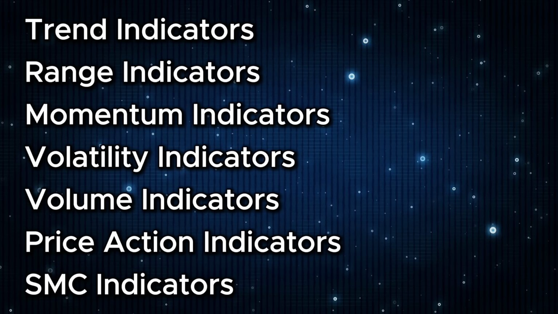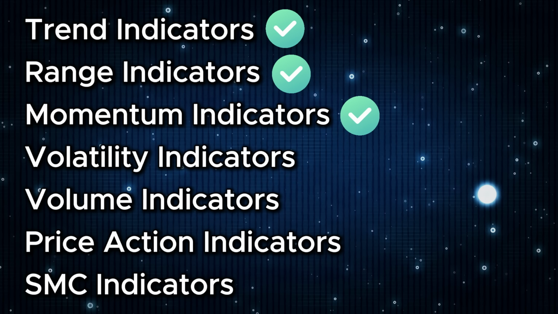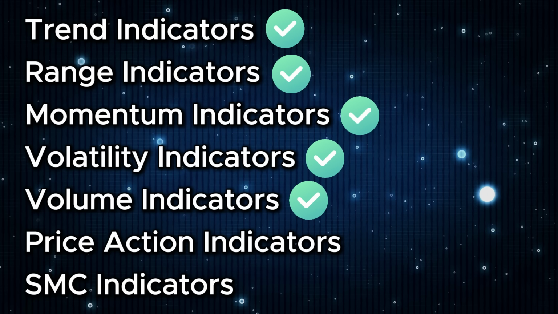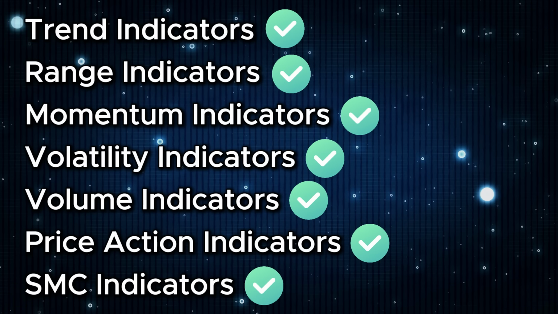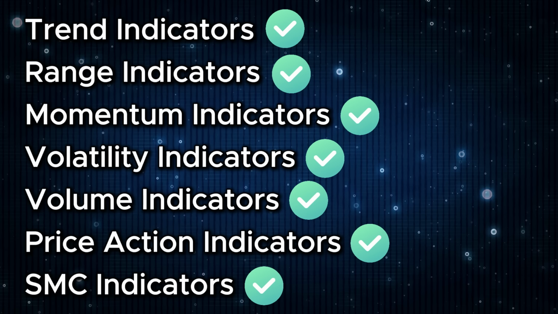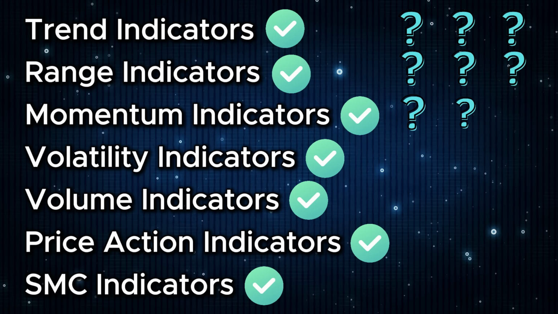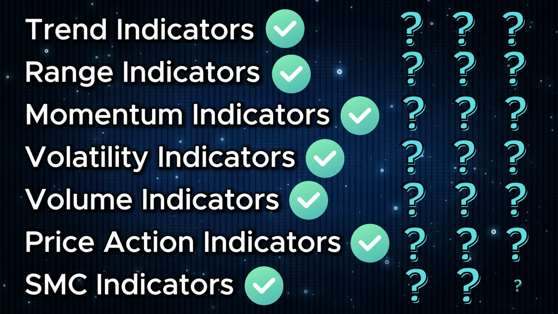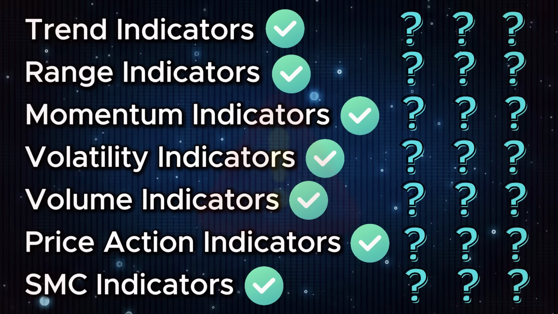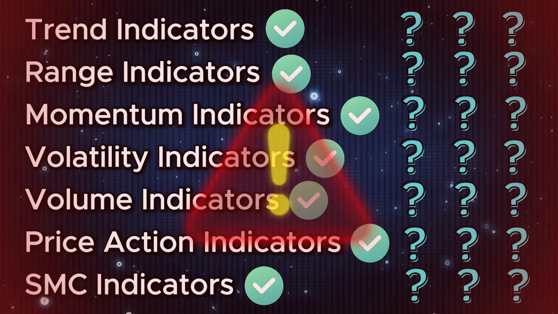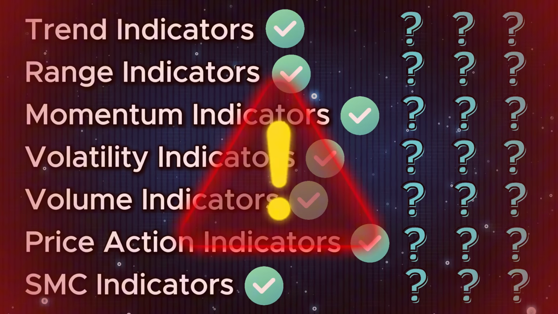Basically, we can categorize indicators into trend indicators, range indicators, momentum indicators, volatility indicators, volume indicators, price action indicators, and indicators related to the SMC method of trading. In this video, I'm going to introduce 3 indicators for each category that, in my opinion, are the best, but please pay attention that depending on your trading strategy, you need to choose a proper category of indicators, which I will explain at the end of this video.